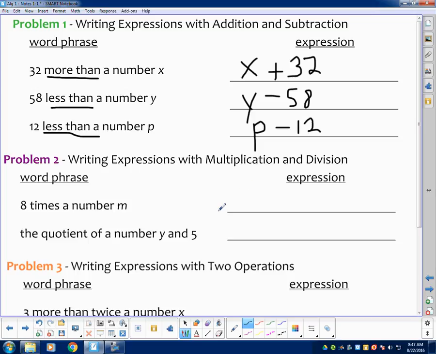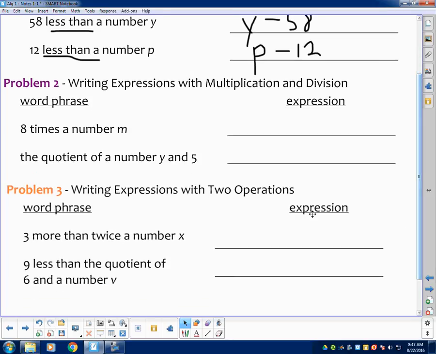Right, so writing expressions with multiplication and division. So here's some multiplication and division expressions. 8 times a number M. 8 times the number M is definitely multiplication. You just write it as 8, and then right next to it, the M.